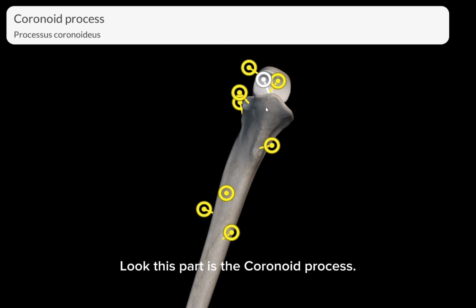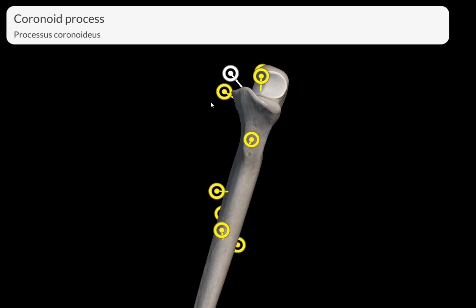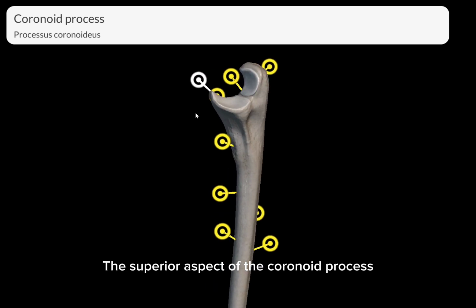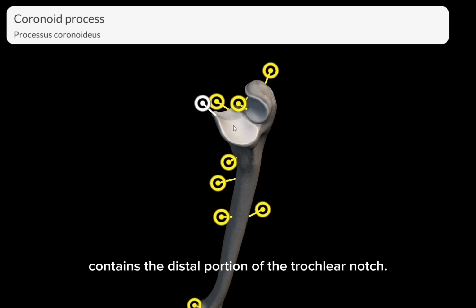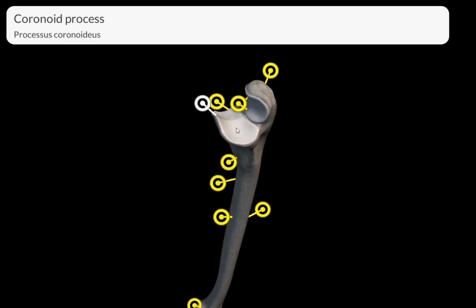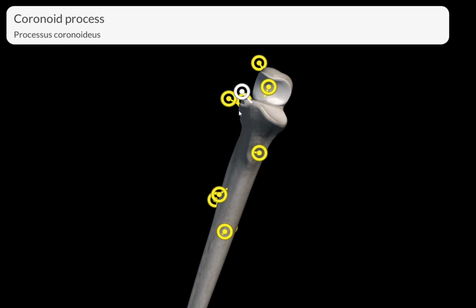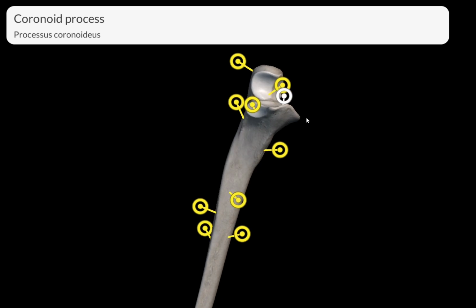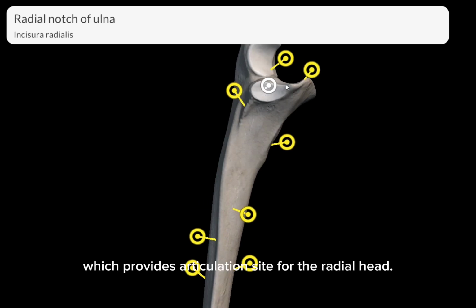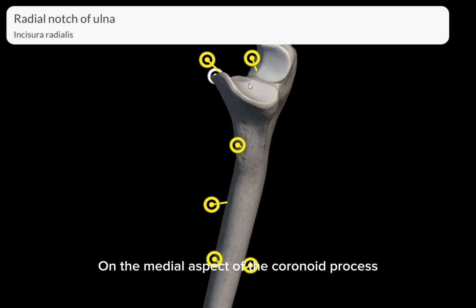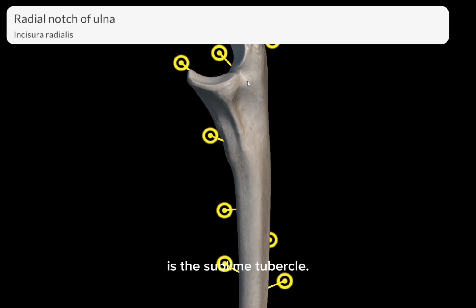Look, this part is the coronoid process. The superior aspect of the coronoid process contains the distal portion of the trochlear notch. The lateral aspect of the coronoid process contains the radial notch, which provides an articulation site for the radial head. On the medial aspect of the coronoid process is the sublime tubercle. The sublime tubercle is located here.